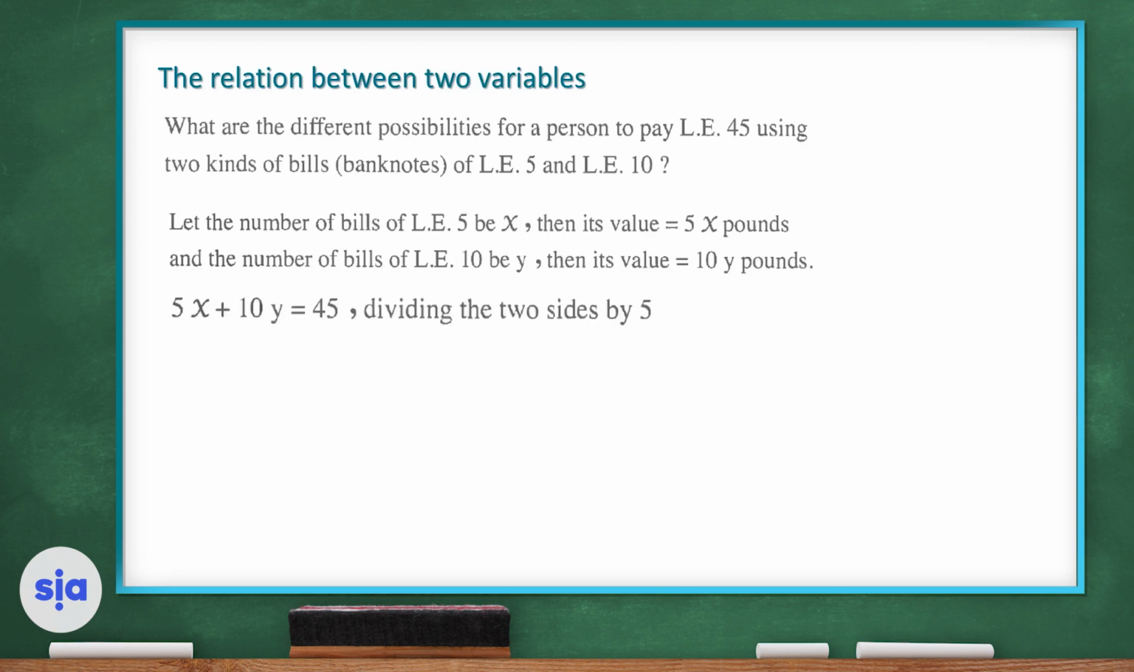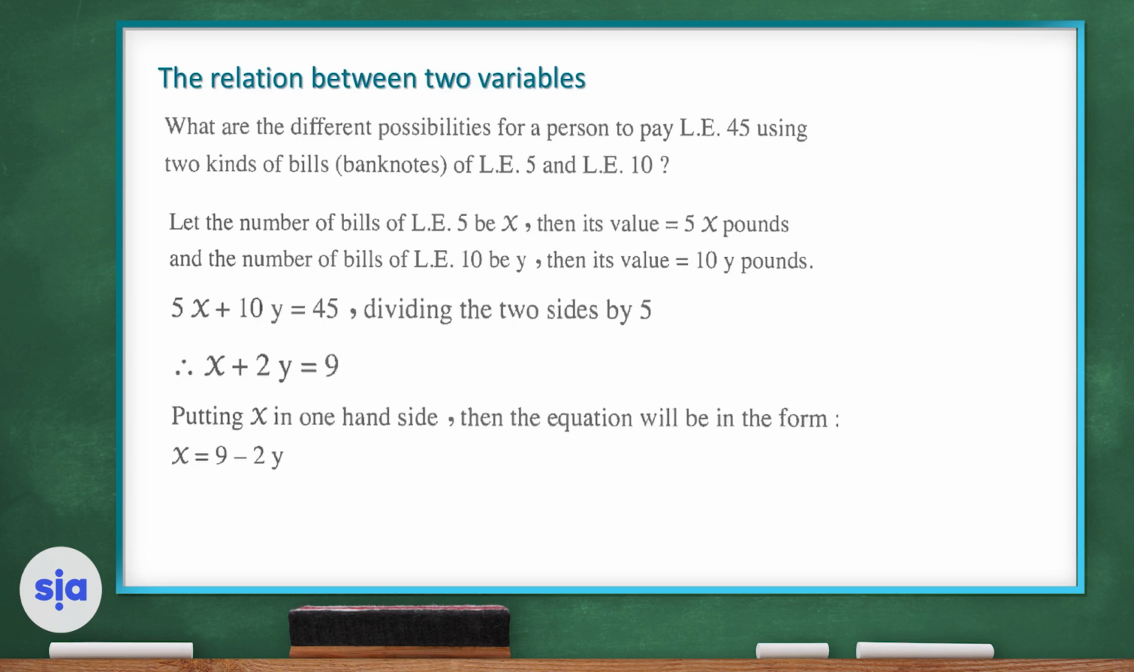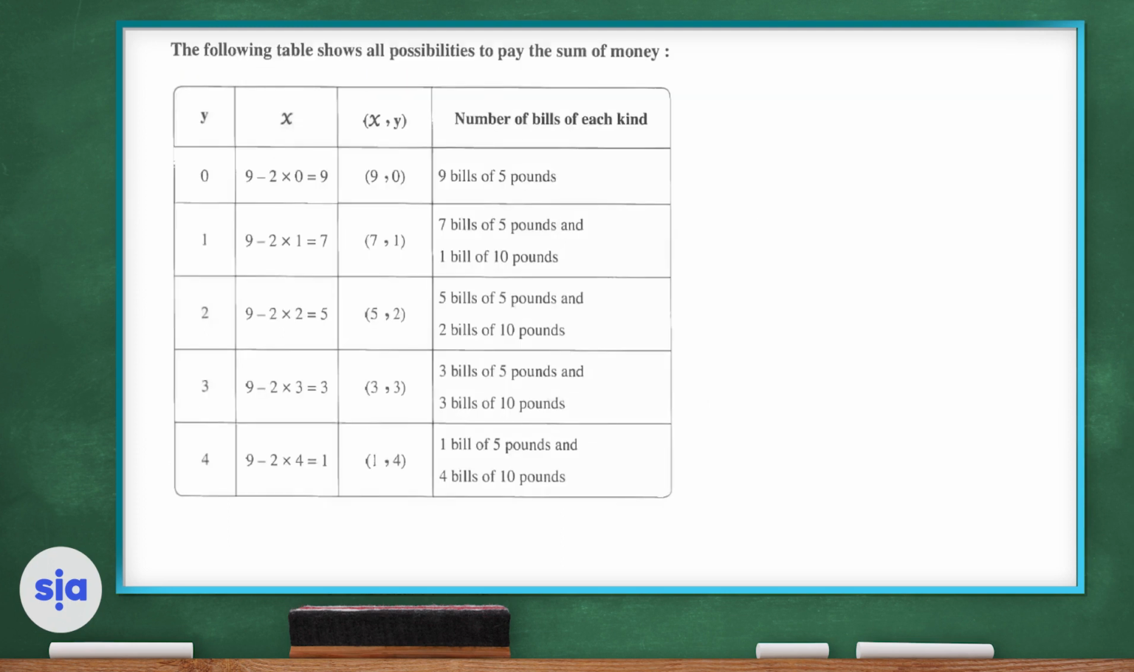So, we're going to say that 5x plus 10y equals a total of 45 pounds. Dividing the two sides by 5, x plus 2y equals 9. Putting x in one side, then the equation will be in the form of x equals 9 minus 2y. Here is the equation.